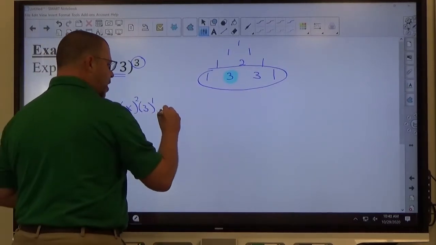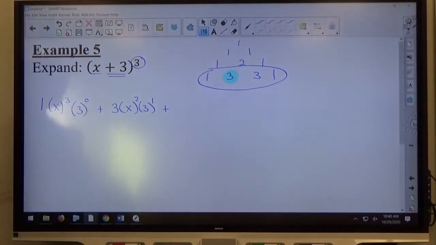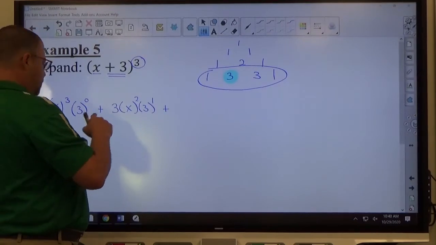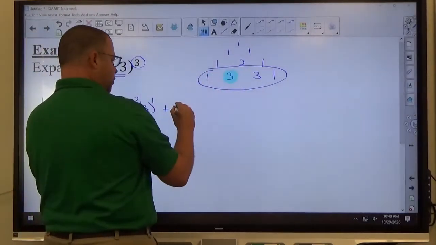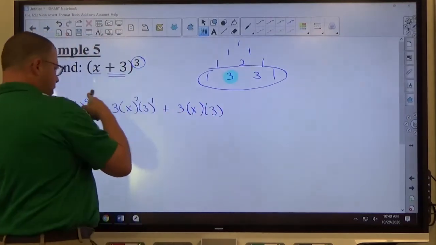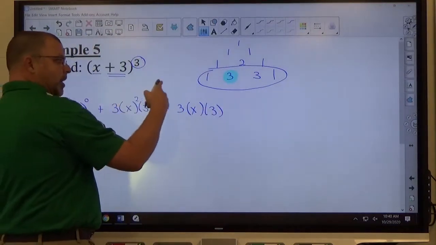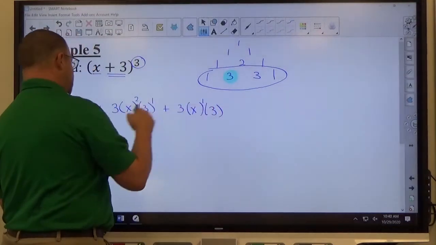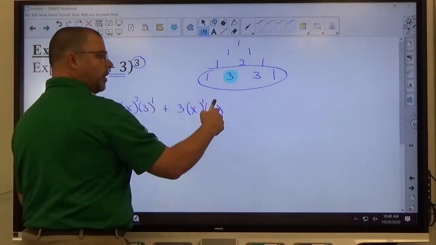Then put a plus sign. Always, always, always put plus signs. If minus signs happen, it happens because one of these numbers is negative, and they'll happen in the evaluation step. All right? Always put pluses when you're building it. Next number in the expansion, we did the 1 and the 3 already, so the next number is 3 again. And we're going to write x, we're going to write 3. x to the third, x to the second, x to the first. 3 to the 0, 3 to the first, 3 to the second.